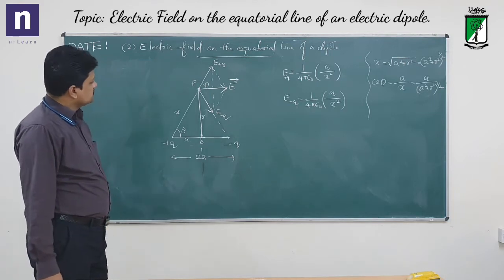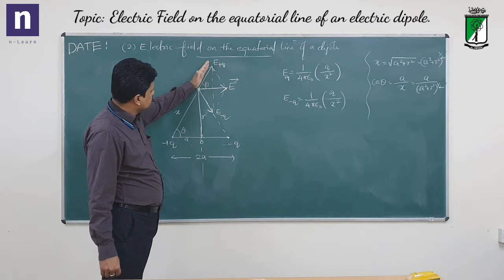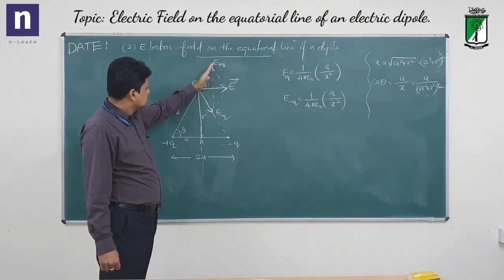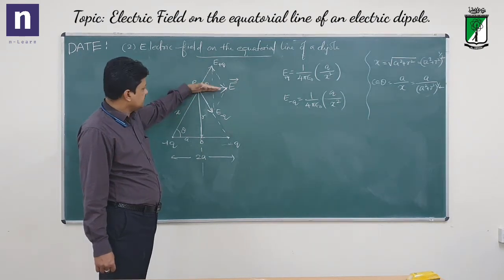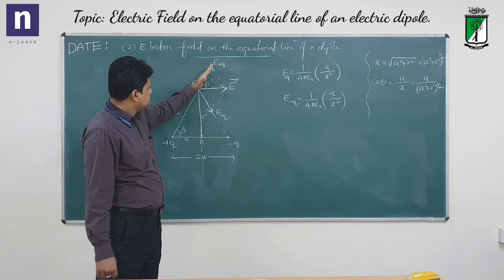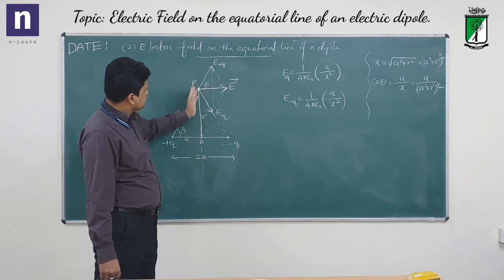Now say, let us split this E plus Q into two components, one vertical component, one horizontal component, or you can say equatorial component and axial component. This is the axis and this is the equatorial line. So E plus Q has two components, equatorial component and axial component. Now the equatorial component is upward, remember that.